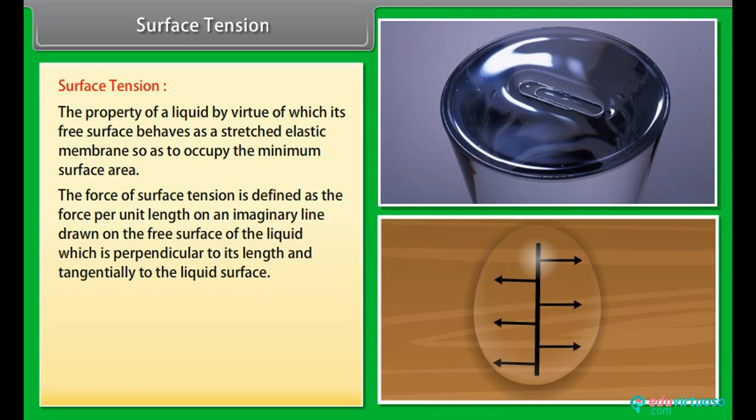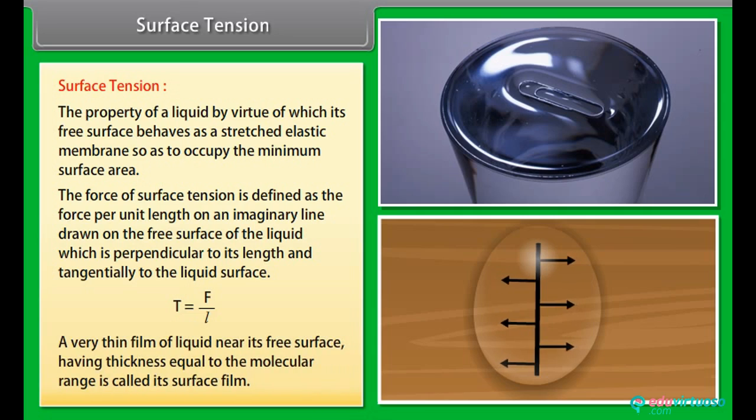The force of surface tension is defined as the force per unit length on an imaginary line drawn on the free surface of the liquid, which is perpendicular to its length and tangential to the liquid surface. T is equal to F by L. A very thin film of liquid near its free surface, having thickness equal to the molecular range, is called its surface film. Surface energy and angle of contact.